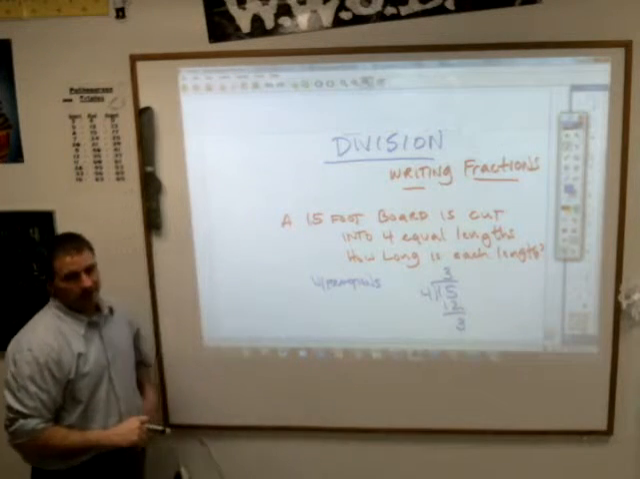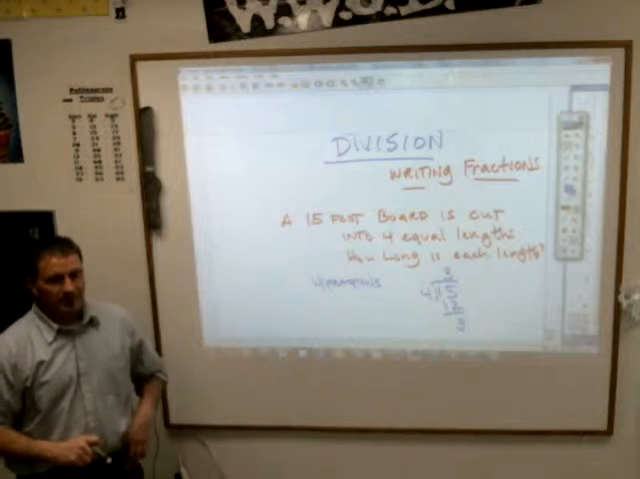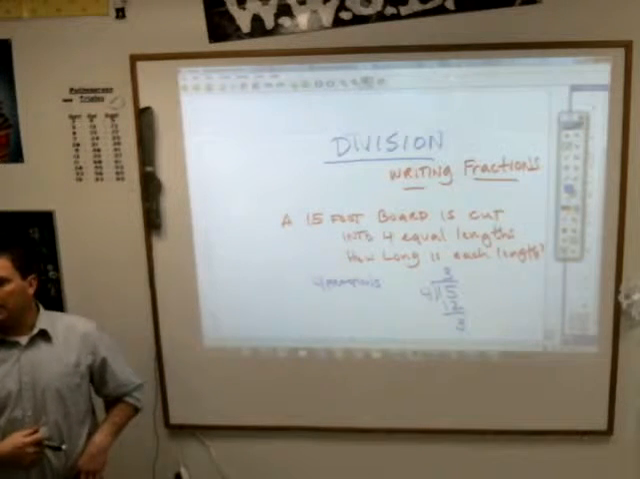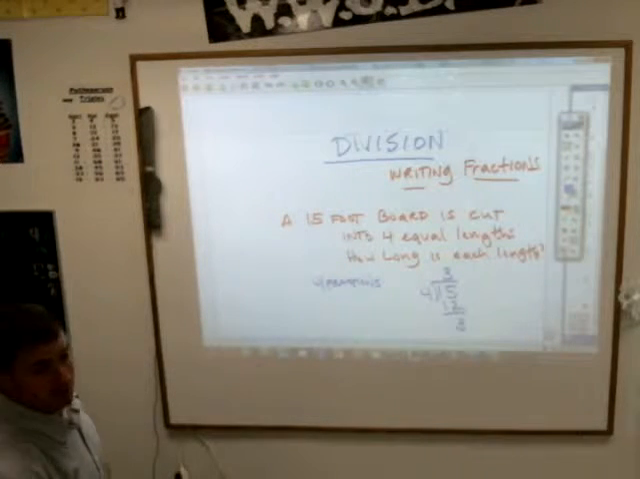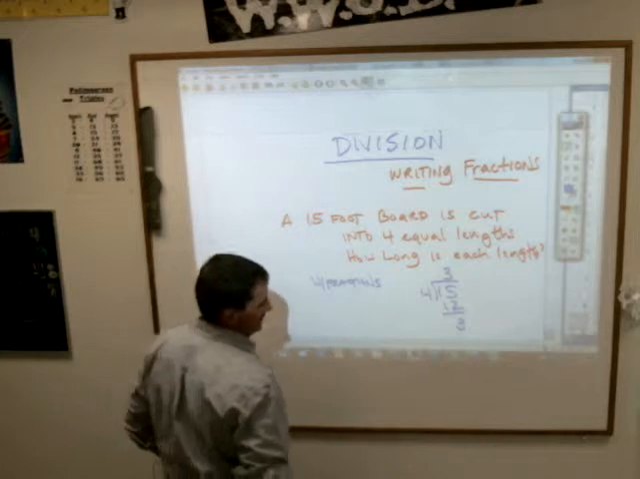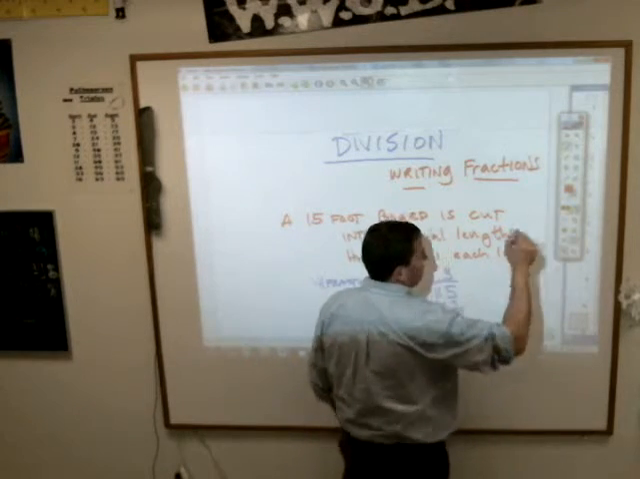If I tell Evan to go out and cut me a piece of board that is 3 feet, remainder 3 long, he will have absolutely no idea what that is. Because we don't cut boards into remainder 3, because remainder 3 doesn't mean anything to us. So how do we write this in fractions?